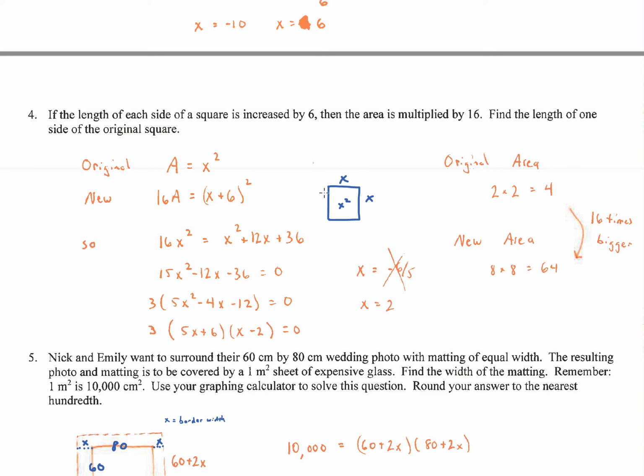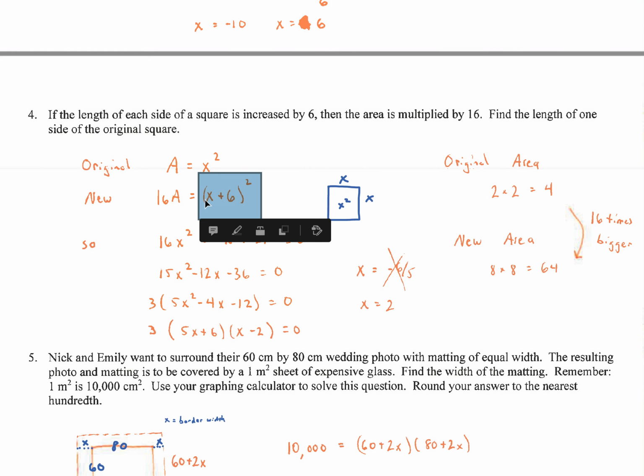So this is the first thing you should do: draw this picture. Just draw a picture that has x as the length of the original square. Thus, the original square's area is x squared, x times x. Now let's go back to the sentence. If I increase the length by 6, my new length is x plus 6.